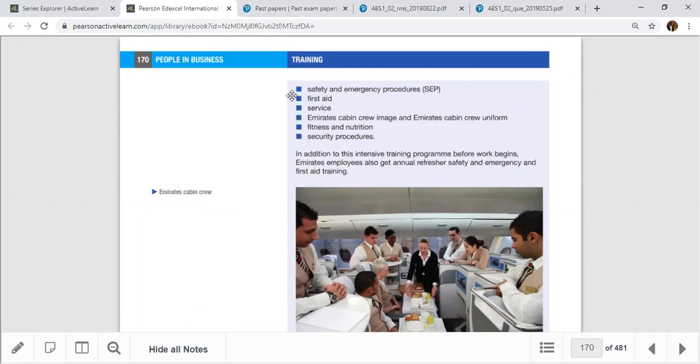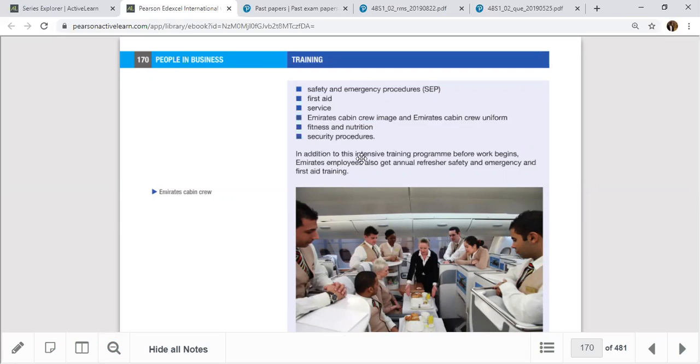In case of emergency, what you have to do, and in first aid, what are the things? Sometimes passengers can have injuries while you are flying, and sometimes passengers feel vomitish or faintish. So first aid you have to give. Services, how to provide the service, customer and passenger service, and the Emirates cabin crew image and uniform is another thing. And also fitness and nutrition and security procedures.